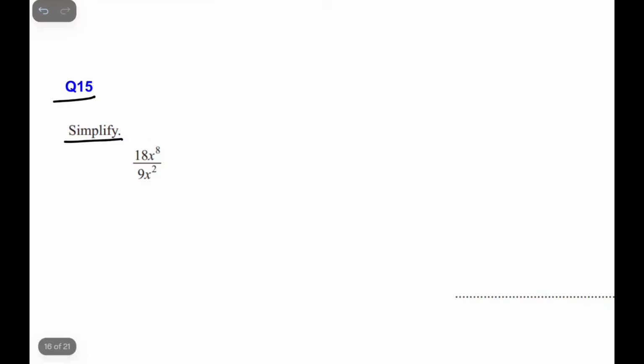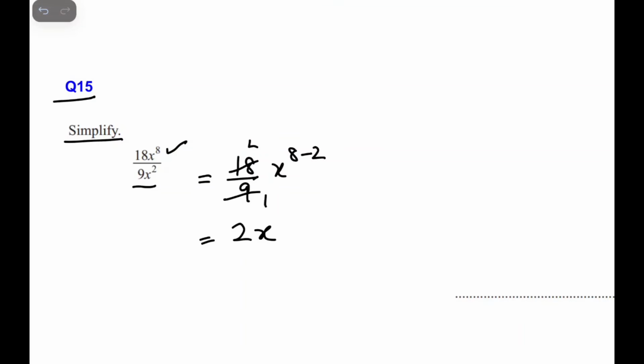Question number 15, simplify 18x power 8 divided by 9x power 2. So it can be written as 18 upon 9 times x power 8 minus 2. So this is 9 times 1 and 9 times 2. So we get 2x power 8 minus 2, which is 6. So 2x power 6 will be our answer.